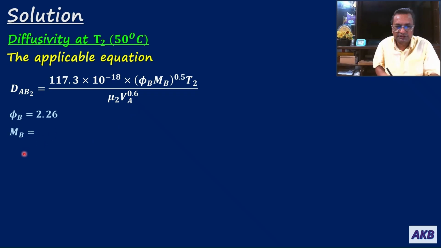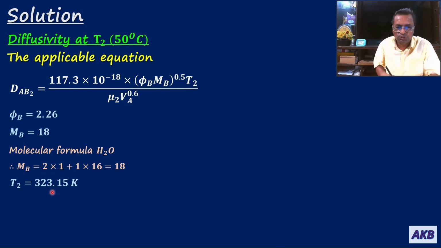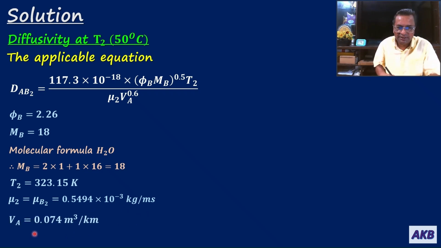Phi B is 2.26, as given to us. MB is 18. We know how it is 18. The molecular formula is H2O. Therefore MB is 2 into 1 plus 1 into 16. That is 18. And then temperature T2 is 323.15 Kelvin. 50 degrees Celsius is 323.15 Kelvin. Mu2 is mu B2, which is 0.5494 into 10 to the power minus 3 kg per meter per second. Va, we calculated it earlier. It is 0.074 meter cube per kilomole.